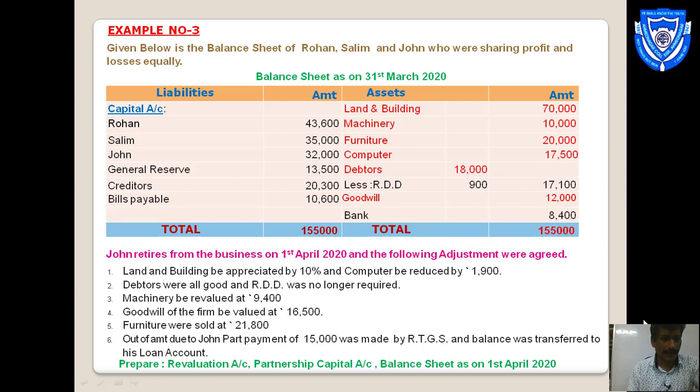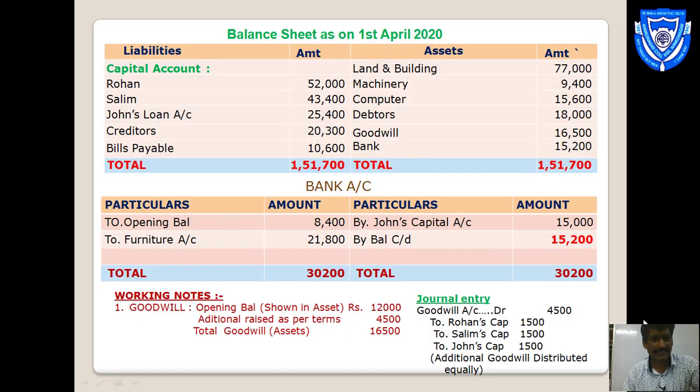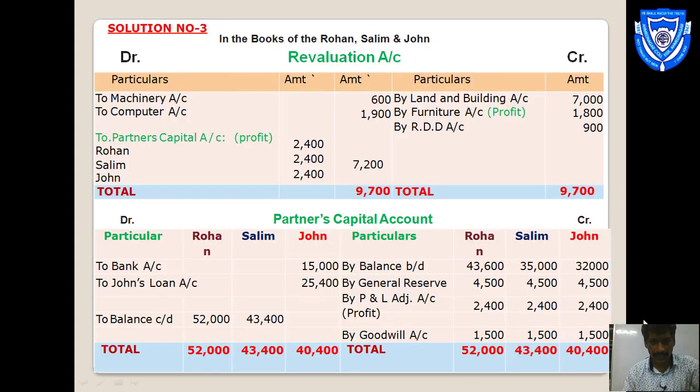Come to the example. Now we have taken capital accounts, general reserve we have distributed, and the remaining heads are creditors and bills payable. First look at the adjustments. I can see there are no adjustments to creditors and bills payable, so I can take it directly to the balance sheet. Creditors on the liability side, creditors rupees 20,300, bills payable rupees 10,600. So let us come to the example again.